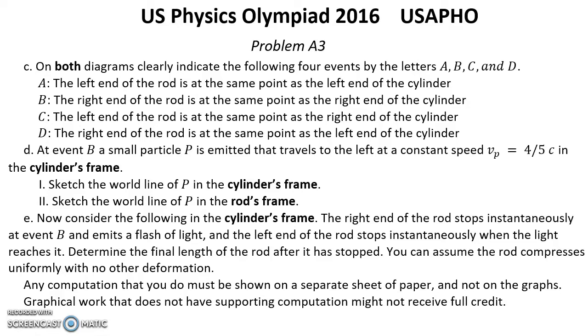The right end of the rod stops instantaneously at event B and emits a flash of light, and the left end of the rod stops instantaneously when the light reaches it. Determine the final length of the rod after it has stopped. You can assume the rod compresses uniformly with no other deformation.